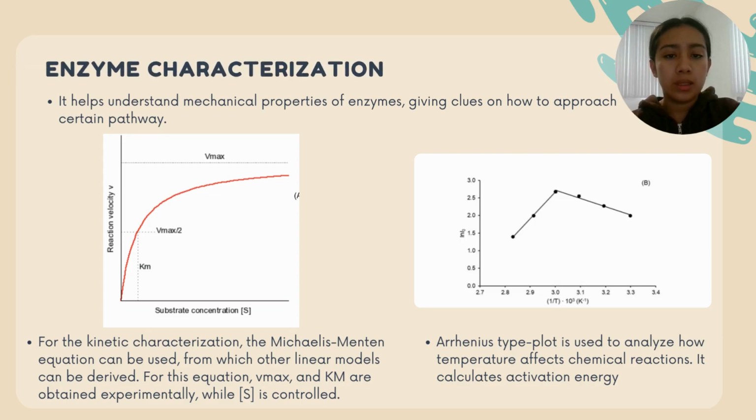Next, we're talking about enzyme characterization. Enzyme characterization helps understand mechanical properties of enzymes, giving clues on how to approach certain pathways, and also helps us to predict how an enzyme will work. First, for the kinetic characterization, the Michaelis-Menten equation can be used, using its parameters Vmax and Km that are obtained experimentally while substrate is controlled. On the other hand, an Arrhenius-type plot is used to analyze how temperature affects chemical reactions, and it calculates activation energy.